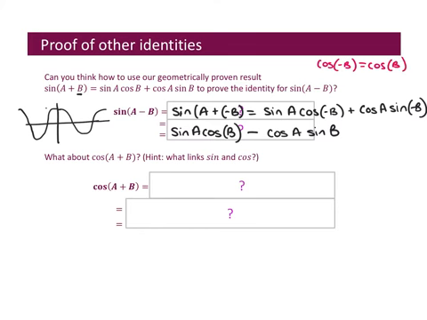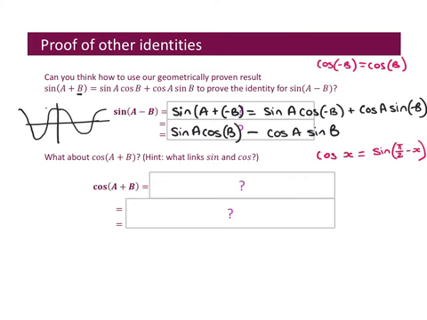How about cos? Given that we have sine of A minus B, how could we prove cos of A plus B? We know that cos of x equals sine of pi over 2 minus x. In this case, our x is A plus B. So we're going to substitute in pi over 2 minus (A plus B).